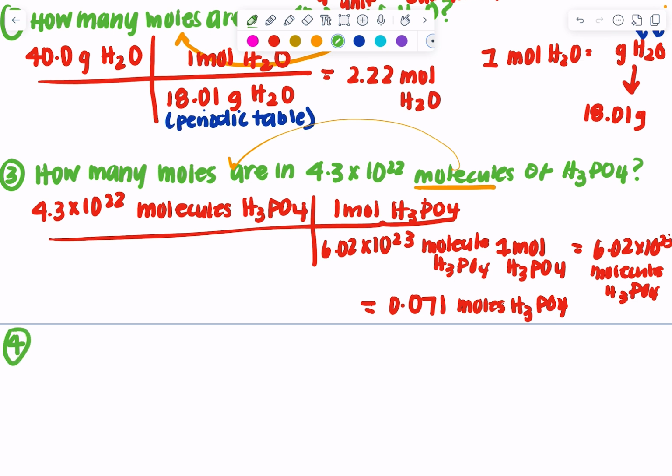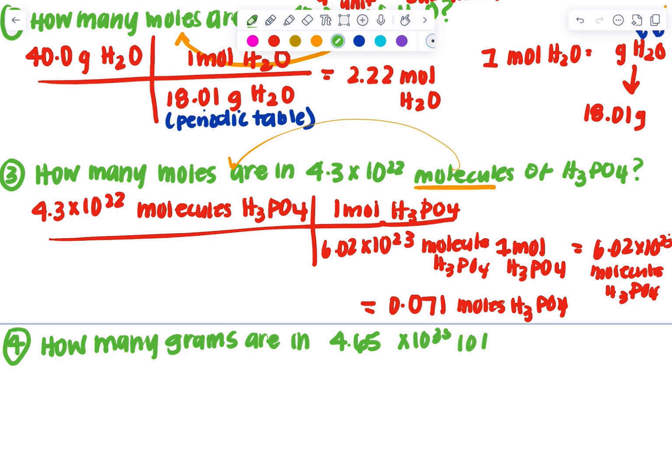there's a video on the topics page for you, which I highly recommend that you look at. And finally, how many grams are in 4.65 times 10 to the 33rd ions of Ca2+, okay?